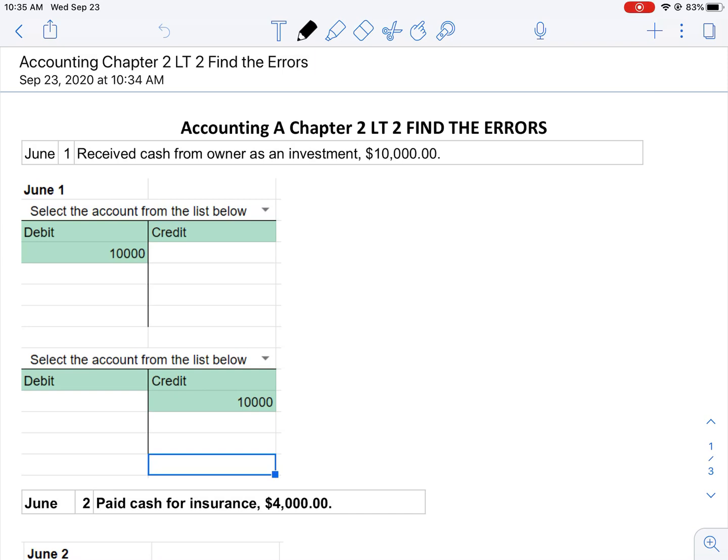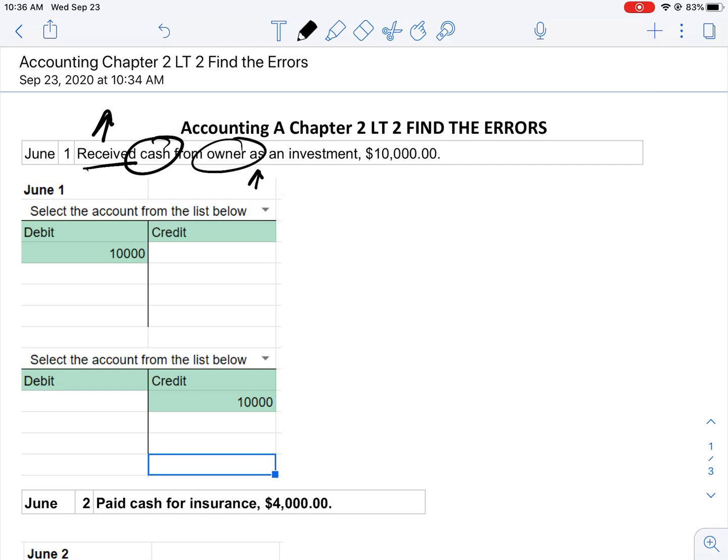So let's take a look at this first transaction. June 1, received cash from owner as an investment. I'm going to start off like we always do, and let's circle the nouns and underline the verbs, and we're good there. We received cash from owner as an investment. Received cash means cash is going to go up. Owner as an investment means our worth of the business is going to be going up there.